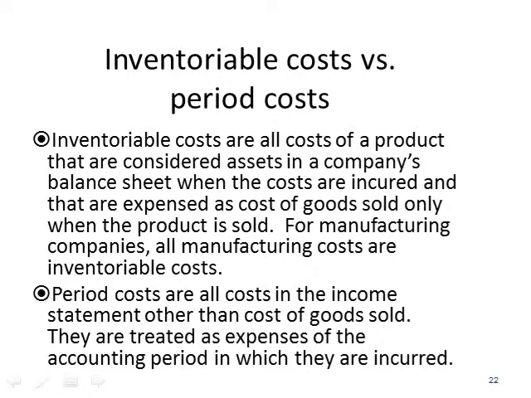So now let's talk about the distinction between inventoriable cost and period cost. Inventoriable costs are all costs of a product that are considered assets in a company's balance sheet when the costs are incurred, and that are expensed as cost of goods sold only when the product is sold. For a manufacturing company, all manufacturing costs are inventoriable costs. Period costs are all costs in the income statement other than cost of goods sold. They're treated as expenses of the accounting period in which they are incurred.